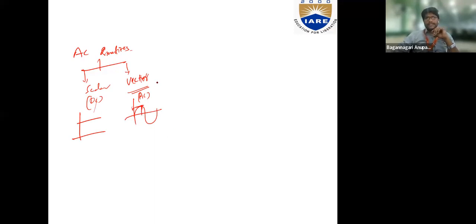So how do you represent these vectors, or you call it a phasor, right? So how do you represent these AC quantities then? AC quantities can be represented with vectors. So how do you represent a vector?